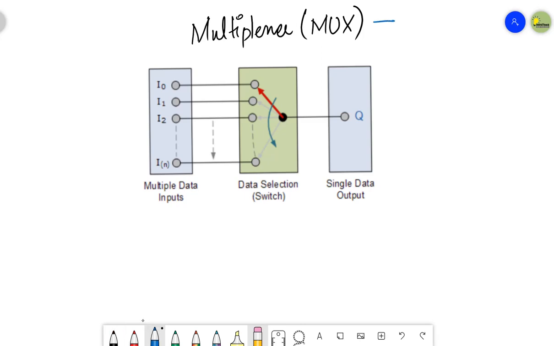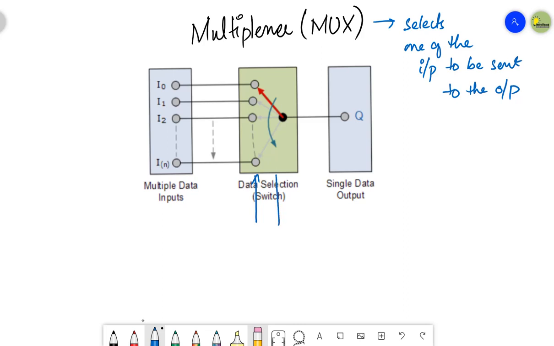It basically selects one of the inputs to be sent to the output. Yes, it chooses which of the inputs must be sent to the output depending upon the control signals. How is it going to choose? It is going to choose by taking a decision, and that decision is taken by looking at the control signals that are being sent to the multiplexer.